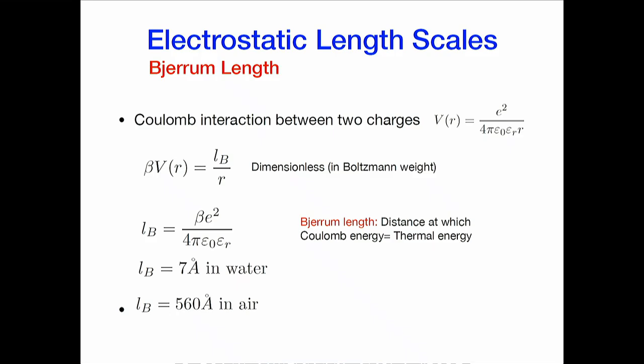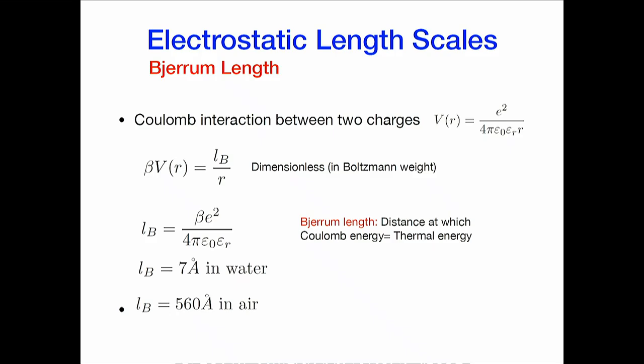And therefore, since this goes like 1 over r, you can write it as LB over r, where this LB is called the Bjerrum length. You can just read it off here: it's beta e squared over 4 pi epsilon 0 epsilon r. And it's essentially the distance at which the Coulomb energy is equal to the thermal energy. So if you have two charges at temperature, where beta is 1 over kBT, by the way, I must have said it before. The distance at which the electrostatic energy is equal to kBT is called the Bjerrum length.